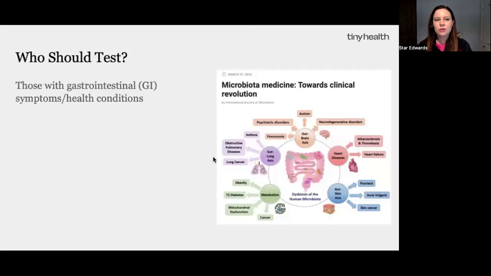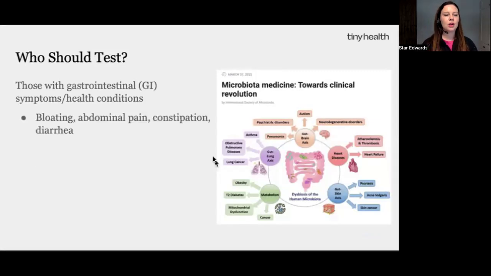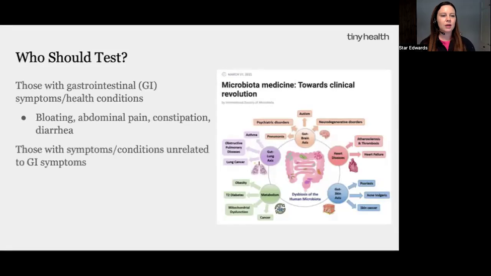Now, often when we think about doing a microbiome test, we're thinking about doing it for clients who have gastrointestinal symptoms. And this is definitely a great place to start for your patients or your clients who have bloating, abdominal pain, constipation, and diarrhea. However, remember that the gut plays a role in symptoms and health conditions outside of the gut through that gut organ axis.